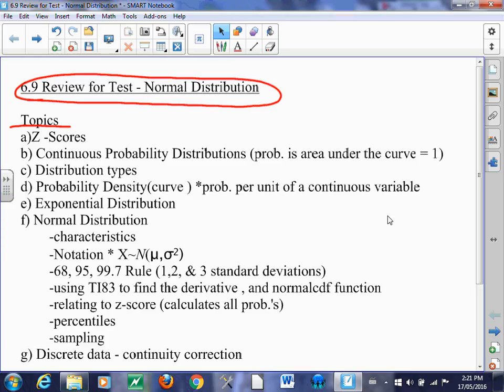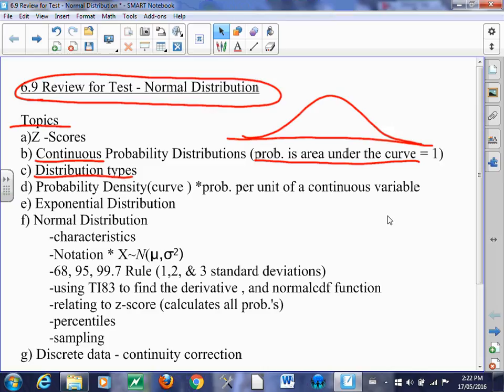Okay, so again, Z-scores, know how to find the formula and how to use Z-scores to find the probability. Make sure you know that when we deal with continuous probability, it's the area under the curve, and the total area under the curve equals 1.